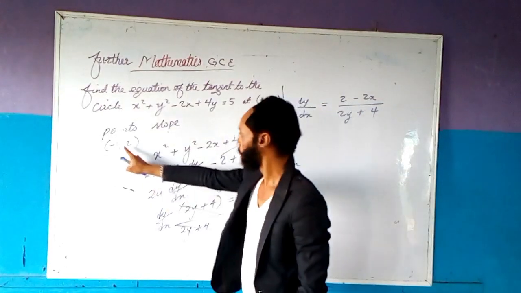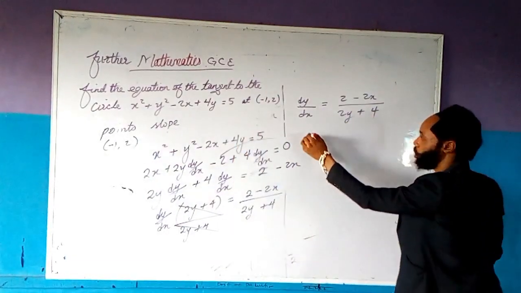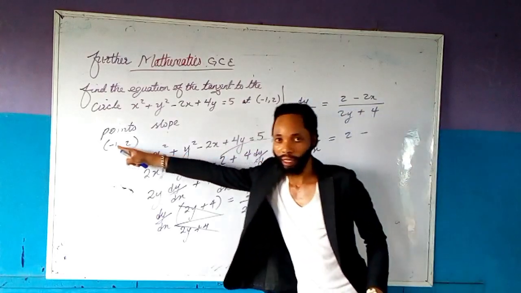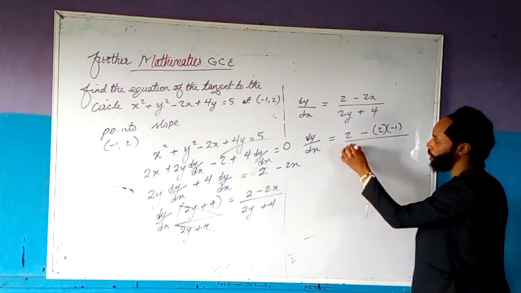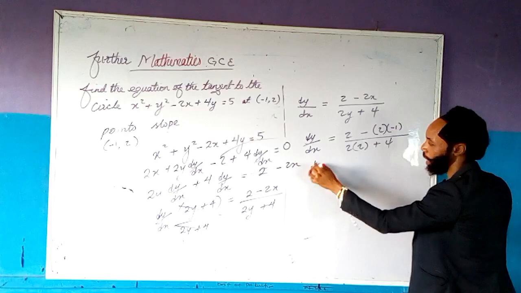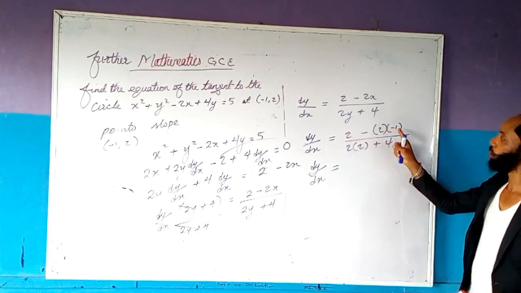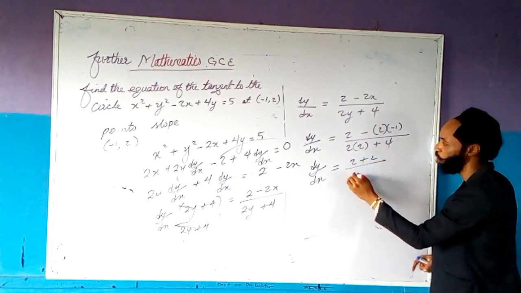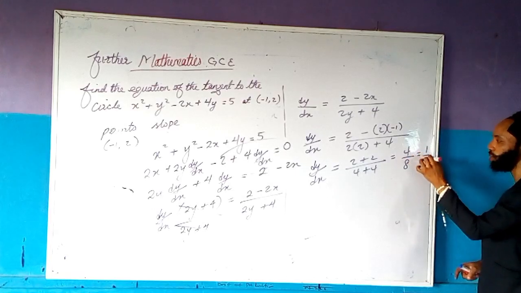Remember, they give us values for x, negative 1, and y, 2. So let's put them in. dy/dx will be 2 minus what value for x? Negative 1, all over 2 times what's our y? 2, plus 4. This will help us get our actual slope as a real number. So 2 plus negative, and negative times negative is positive. So the top is 2 plus 2 over 4 plus 4, which is 4 over 8, which is 1 over 2.